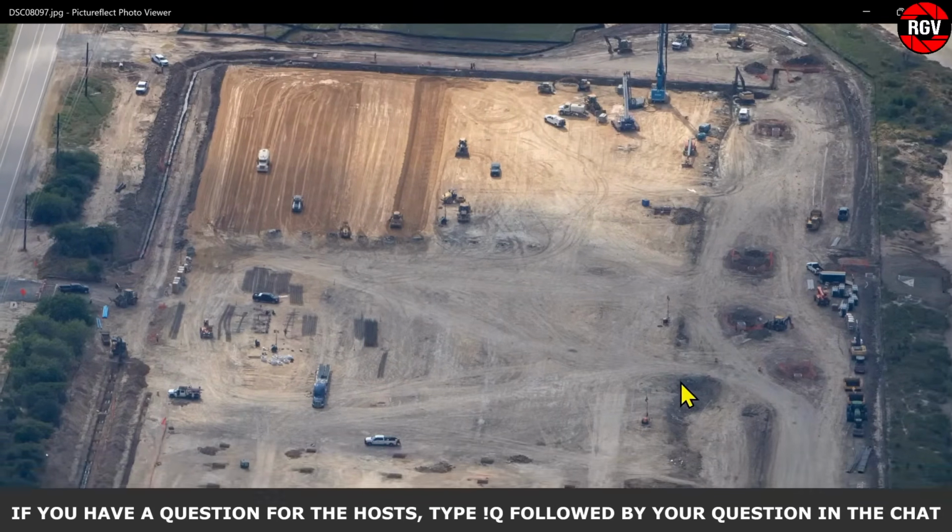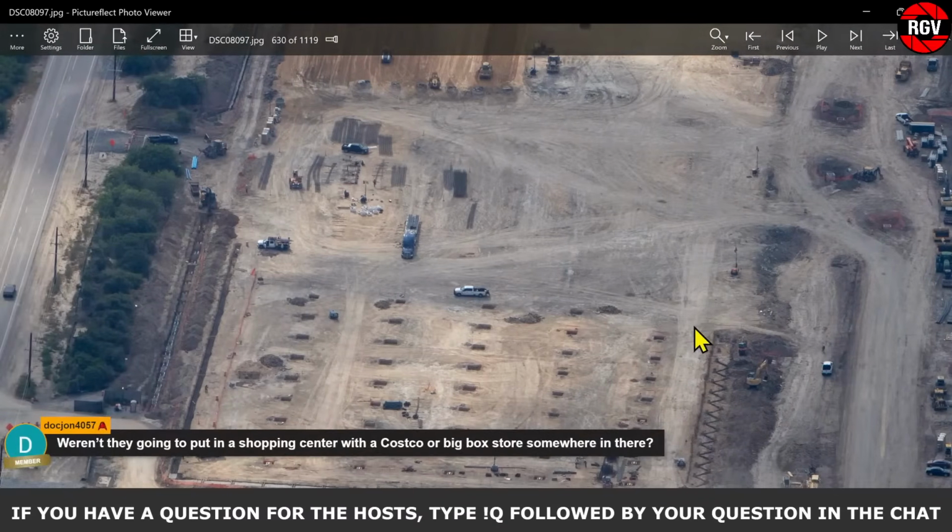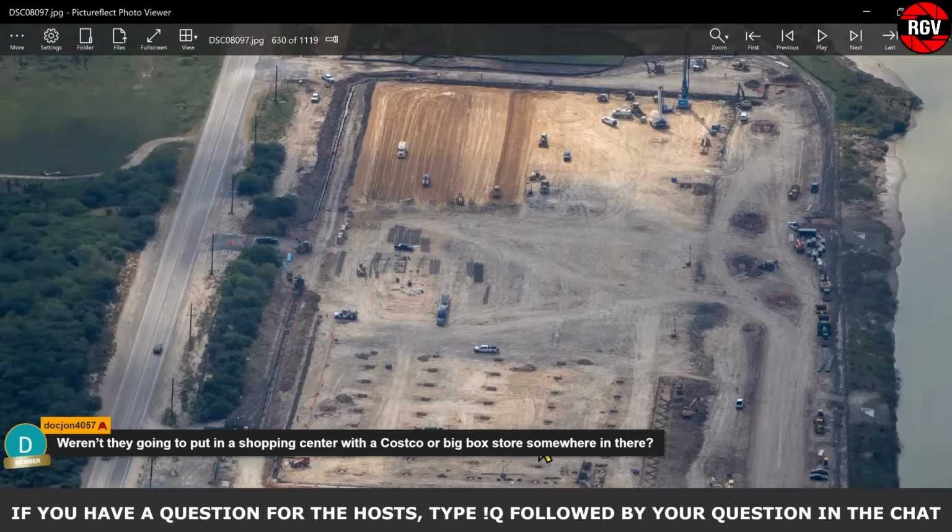Doc John was wondering, weren't they going to put a shopping center with a Costco or big box store somewhere there? No, they don't have enough population to support a retail operation like that. I mean, if payload loading is your Costco, then yes. There's a Walmart 5 miles up the highway.